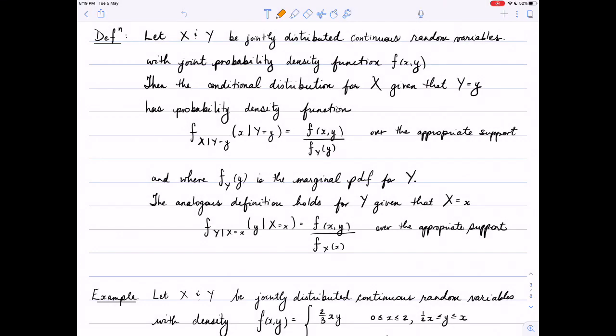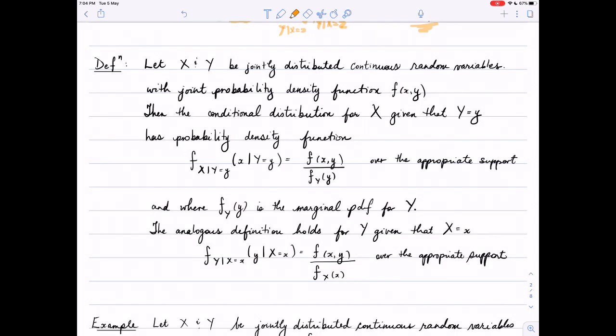This is the second part of conditional distributions, and in this video we are going to be considering the conditional distribution of jointly distributed continuous random variables. Let's imagine that x and y are jointly distributed continuous random variables with joint density function f of xy.